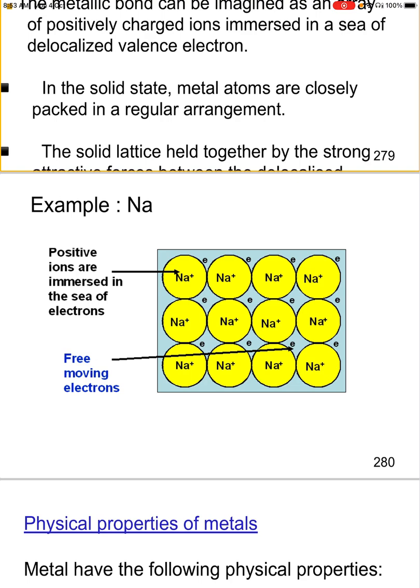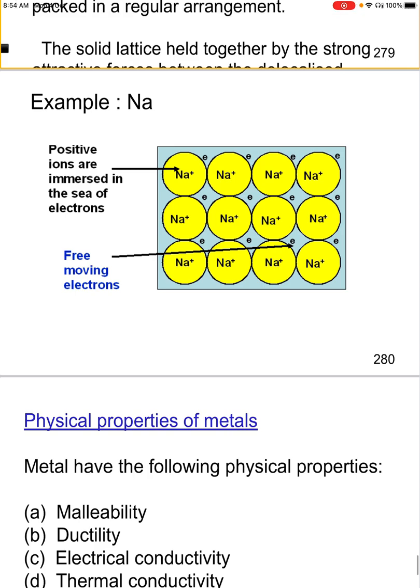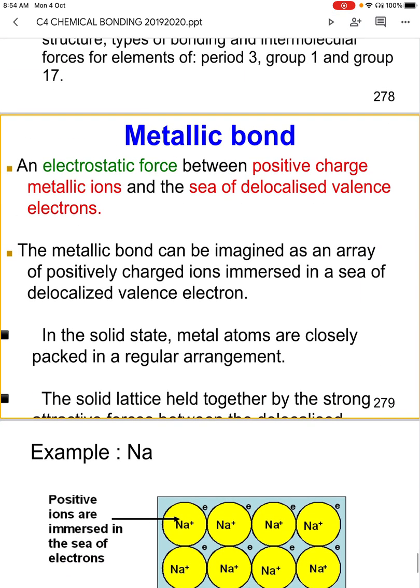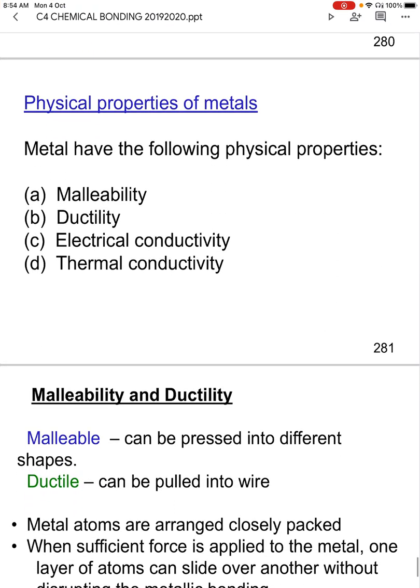First, you have to draw a box and then you place positive ions, maybe 4 times 3 or 3 times 3. At least 3 times 3 is the minimum. And then you have to draw electrons. Students can see the small case letter e there. That represents electron. So positive ions are immersed in the sea of electrons. We imagine the electrons like a sea, and then the positive ions are immersed inside the sea of electrons. And these electrons are called delocalized electrons or free moving electrons. So the attraction between the positive ion and the negatively charged electrons is known as metallic bond. So I repeat again, when you want to explain about metallic bond, apart from these points, you have to draw the electron sea model.